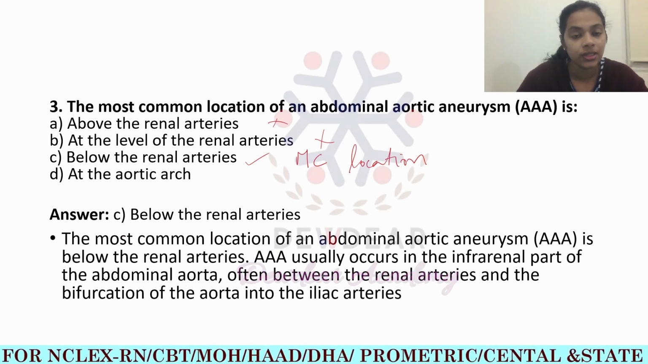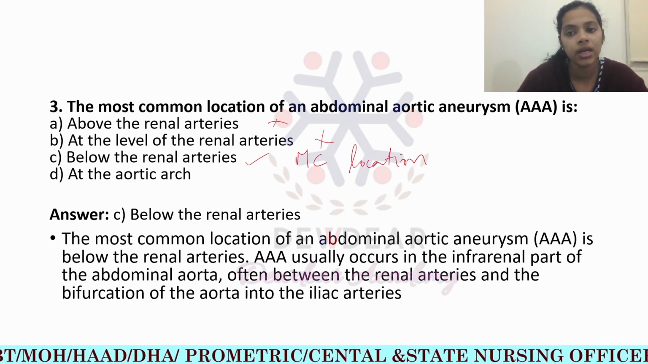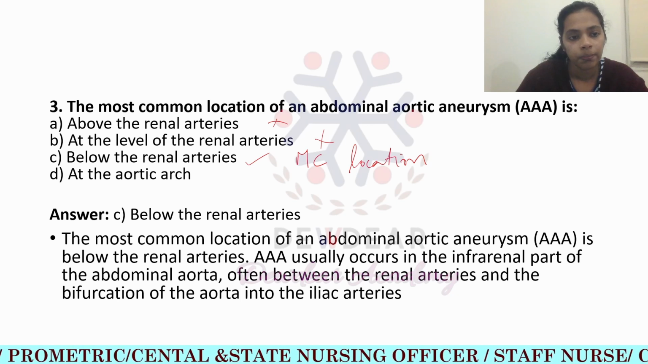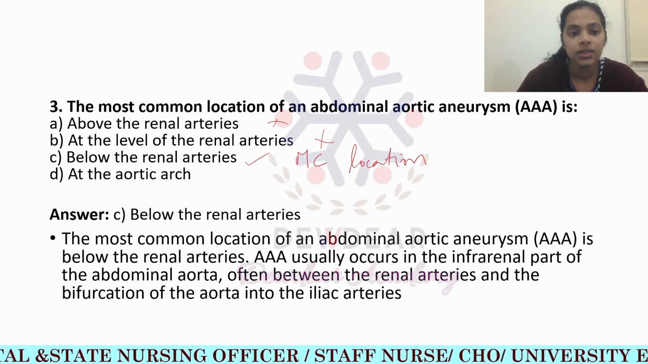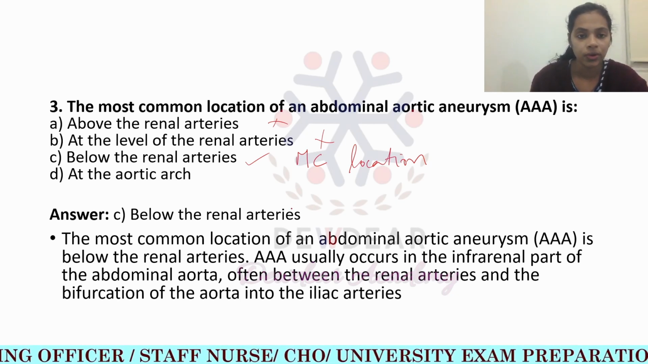So the question, the most common location of an abdominal aortic aneurysm: the correct answer is option C, below the renal arteries. All other options are wrong.